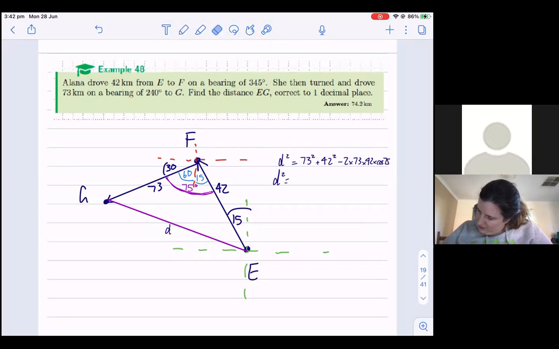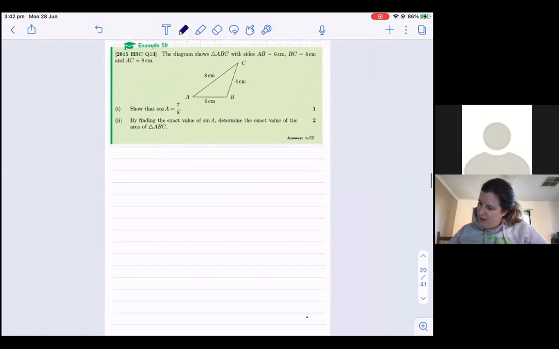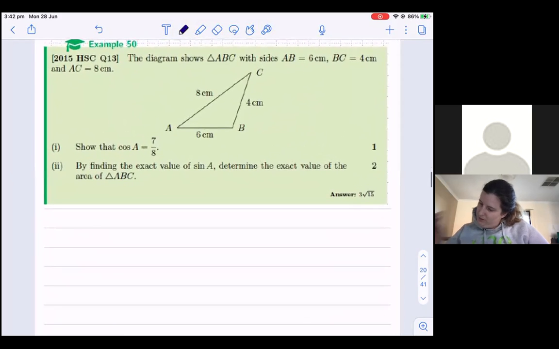So that means I've already square rooted it. So it's 74.2 kilometers. That's fairly straightforward. It's just all about drawing your picture, drawing it big, using some color. This one, oh, this is a nice, easy question.